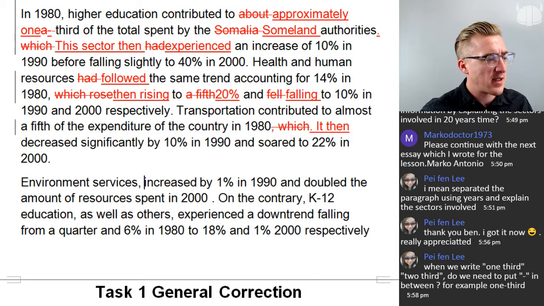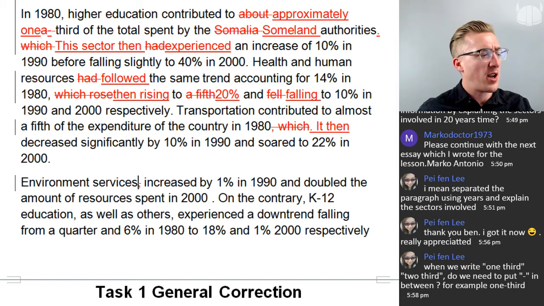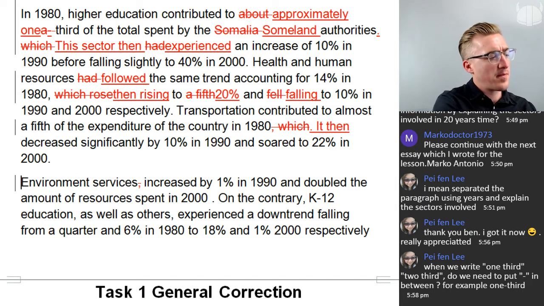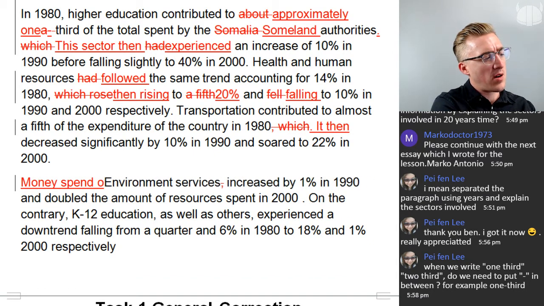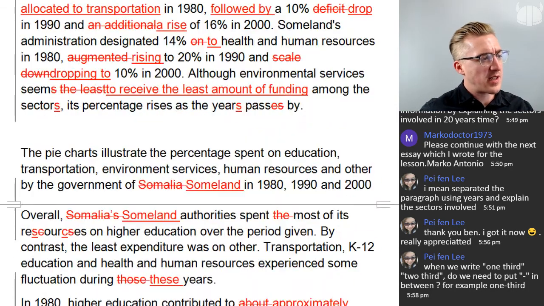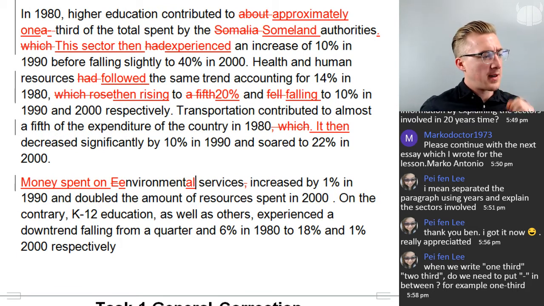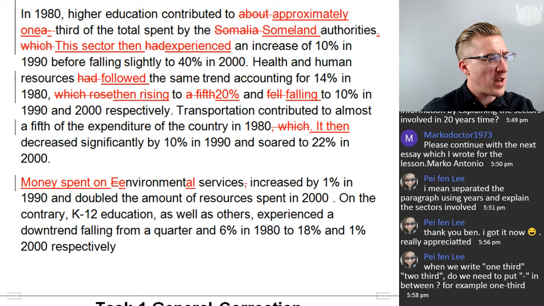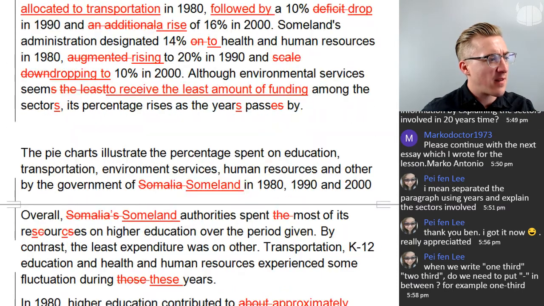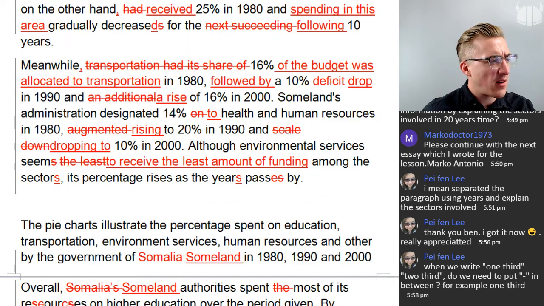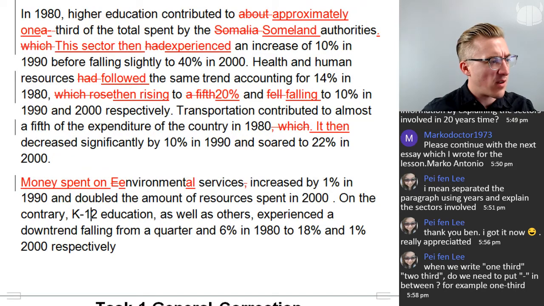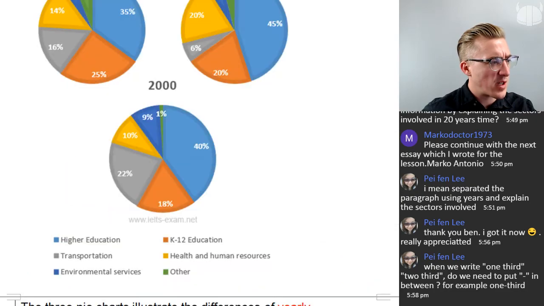Environment services, not sure why we have a comma here, but increased by 1% in 1990 and doubled. The services didn't really increase, but money spent on environmental services. I don't think we know where environmental services began. Do we? Do you say it back here? No, I don't think so. What was environmental services?